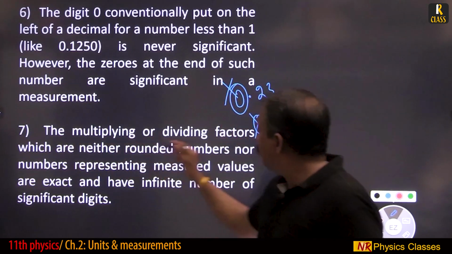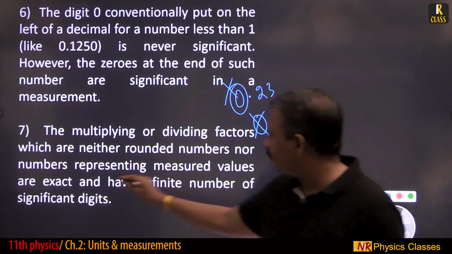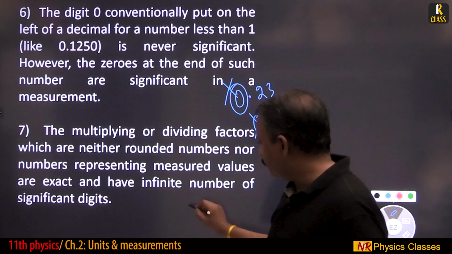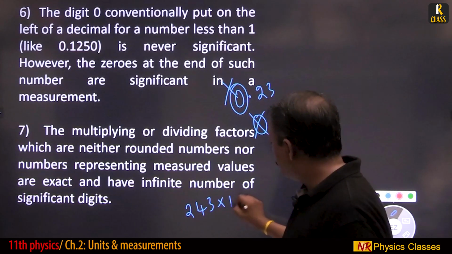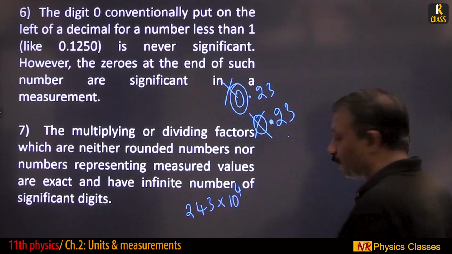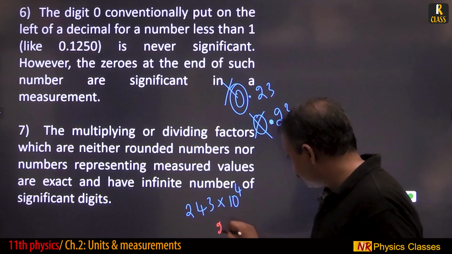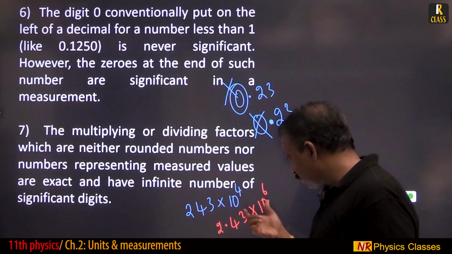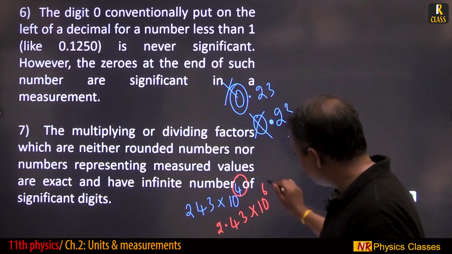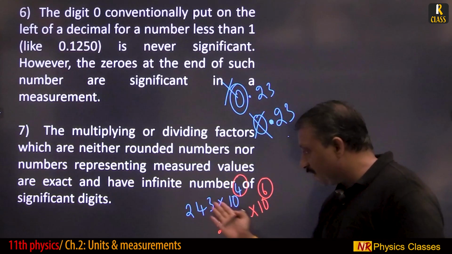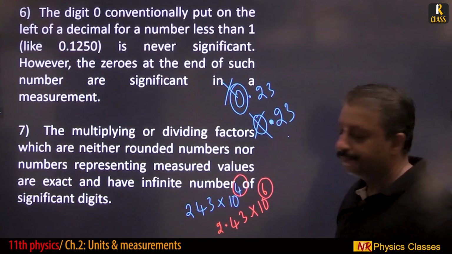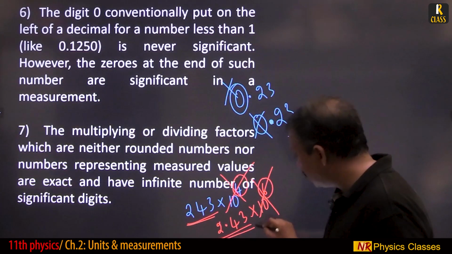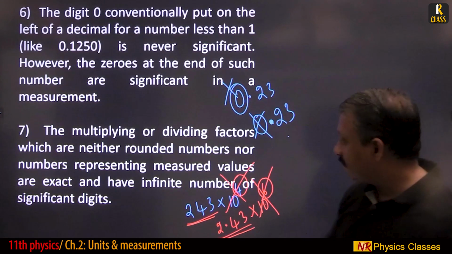Now, the multiplying or dividing factors which are neither rounded numbers nor numbers representing measured values are exact and have an infinite number of significant figures. For example, 243 times 10 to the power of 4. This is one way of representation. The same thing can be written as 2.43 times 10 to the power of 6. This is equal to this. Look at the power, 10 to the power of 6, 10 to the power of 4. How many different ways can we write this? There are infinite numbers. So that is why we don't consider these. This has 3 significant figures, this has 3 significant figures, that's fine. Don't worry about these two. That's the meaning of this statement.